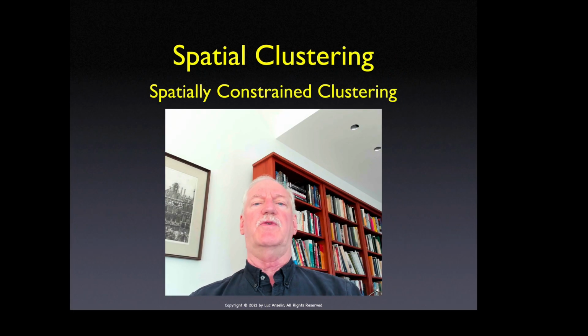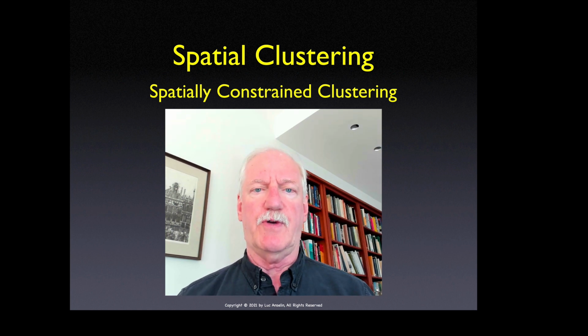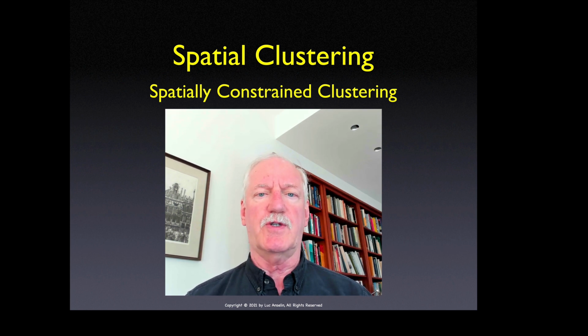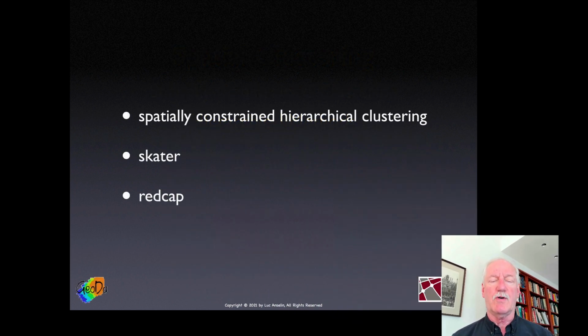Hello, welcome to the second of our treatments of spatially constrained clustering. This time we focus on three specific methods that implement the spatial constraints in hierarchical clustering. The three methods are spatially constrained hierarchical clustering, which is a very straightforward implementation of a constrained clustering method, and the other two are a little more specialized and known by the acronyms SCHC, SCADR, and Redcap.